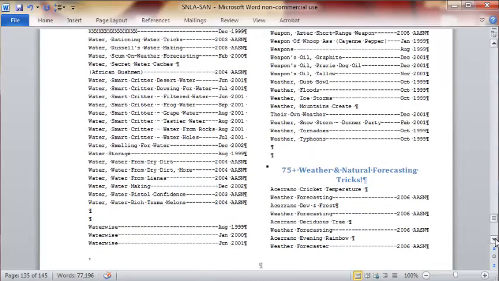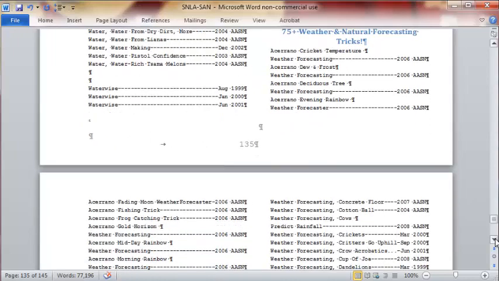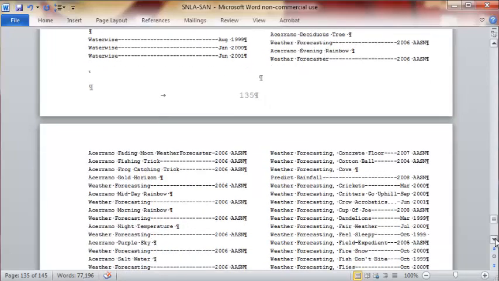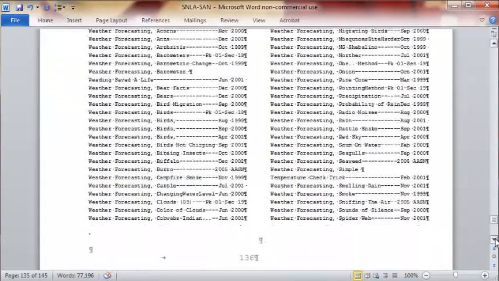75 weather and natural forecasting tricks. And there's not only weather, but we're talking things like tsunamis and earthquakes too. You'll read about those in the survival program.